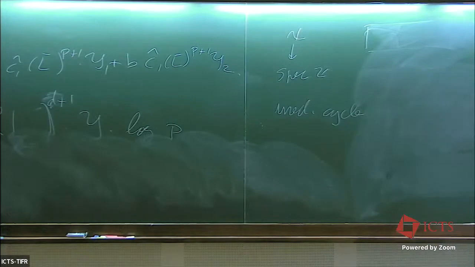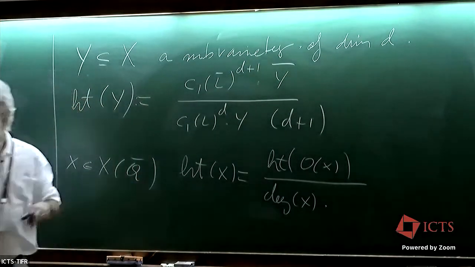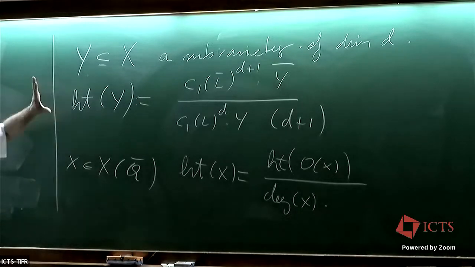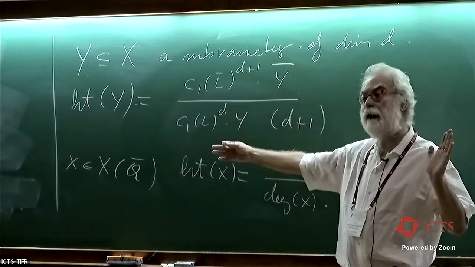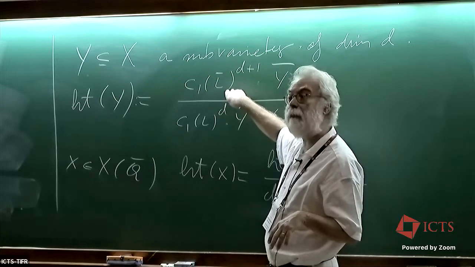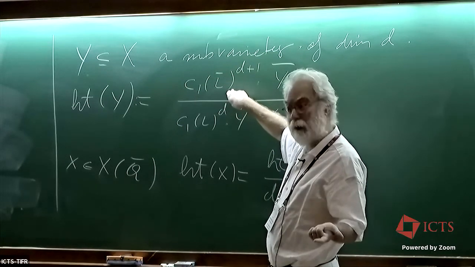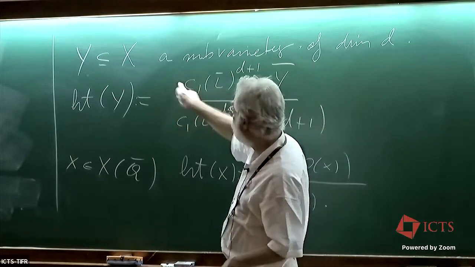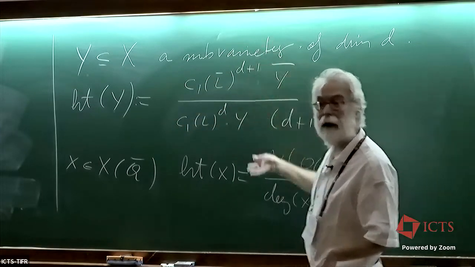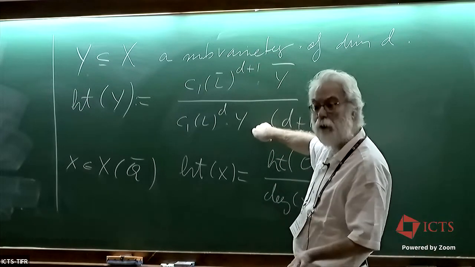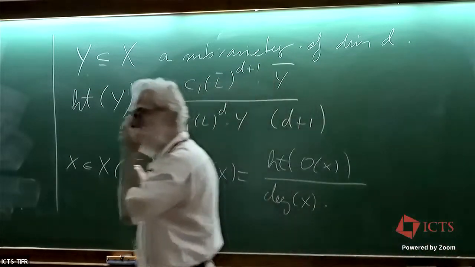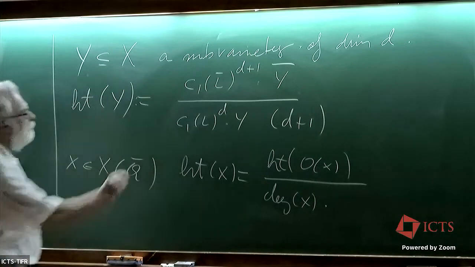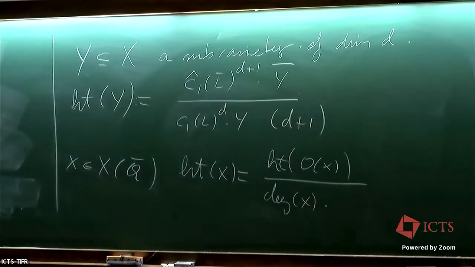No, this is a definition. So the definition is that the height of Y is defined as follows: I take my subvariety Y, I take the closure of this subvariety in the model, and then I make the intersection product with this metrized line bundle that is supposed to be smooth and coming from a model. Then I normalize. In principle, some authors call this the height, and some other authors normalize the height like this: dividing by the degree of the geometric subvariety, and also putting the dimension here. Yes, exactly. C1 hat, and then in the denominator is just C1.